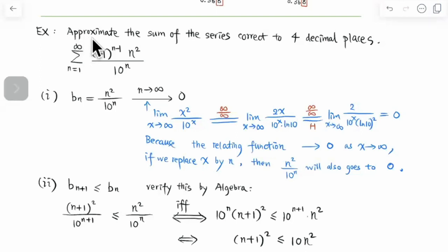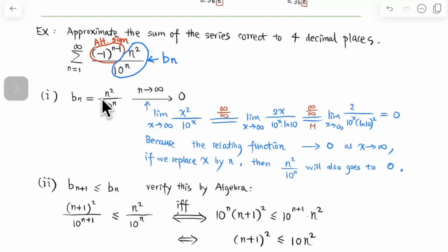Next example, we're going to approximate the sum of this series correct to 4 decimal places. Again, this is an alternating series. This is the alternating sign. And this part here, the blue part that we circled, let's call that Bn. Bn is always positive. Let's check the two conditions.